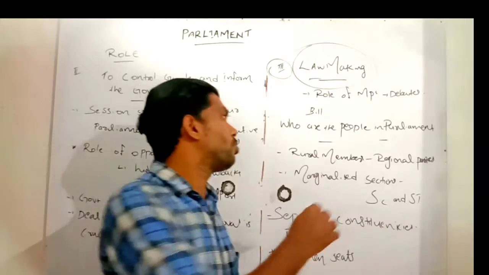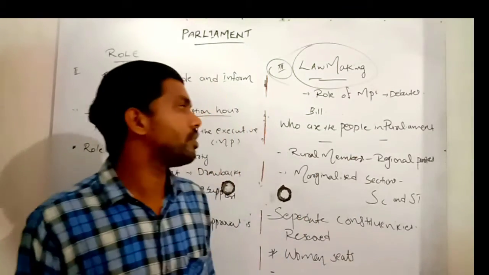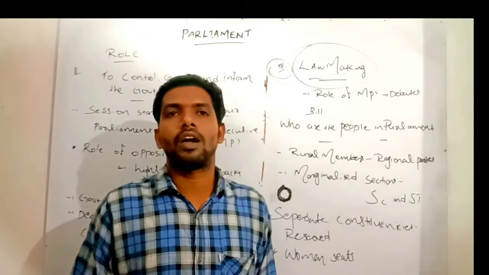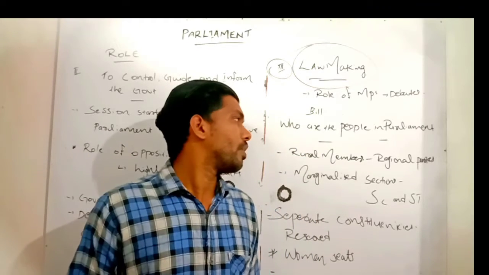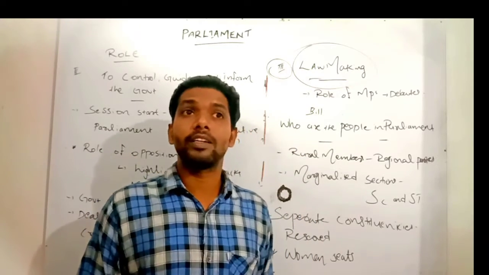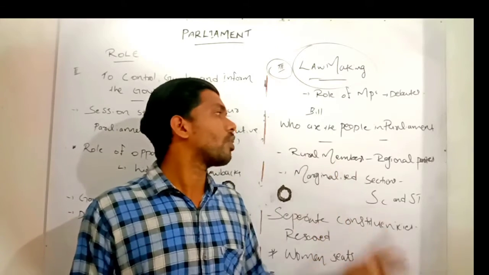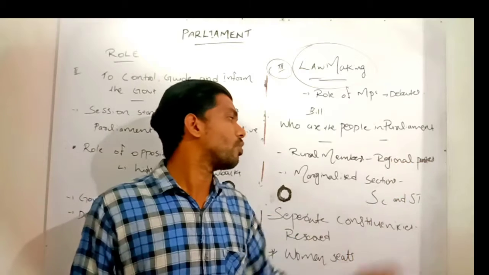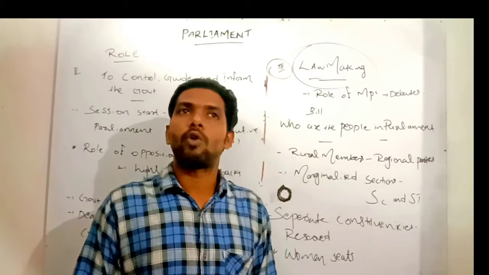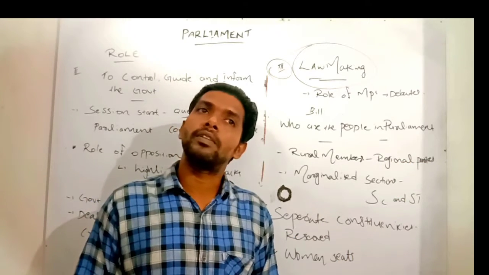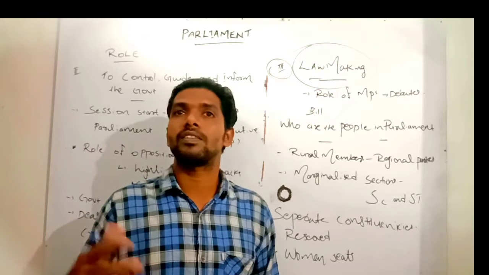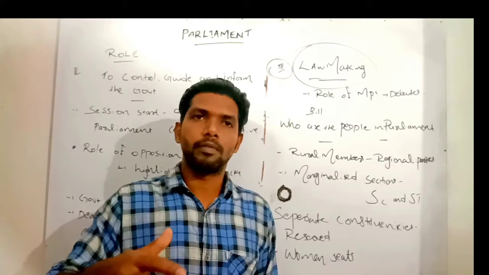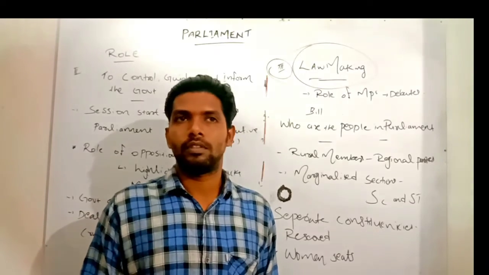Then the last one: who are the people in our Indian Parliament? The people sitting in the Indian Parliament are commonly called MPs, Members of Parliament. Those Members of Parliament include members from rural areas, and different regional parties' members also come through. In India, every section of the people needs to get a chance to represent in our Indian Parliament. Then always we can implement equality.